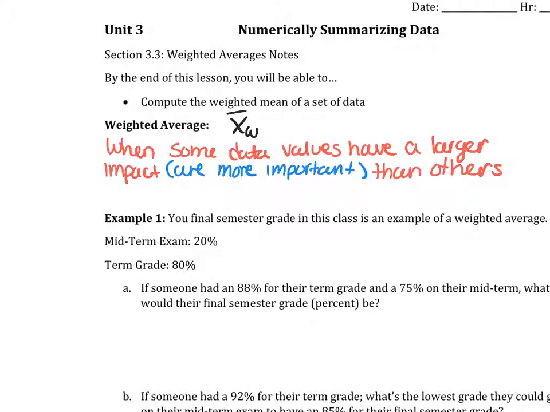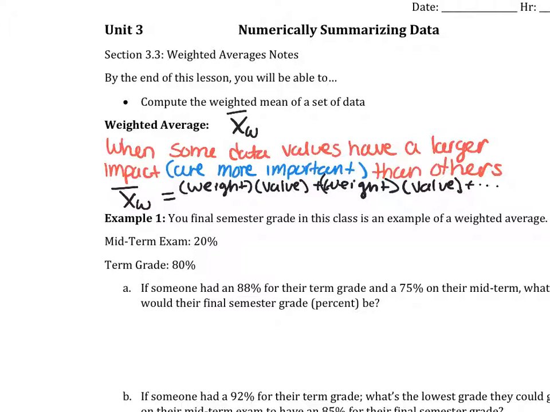So to calculate the weighted average, we're going to have a fraction. You're going to take in the numerator each of your weights times that value that goes with the weight. Then you add them together, so weight times value plus weight times value, etc., however many weights you have. Then you'll divide by the sum of all your weights.